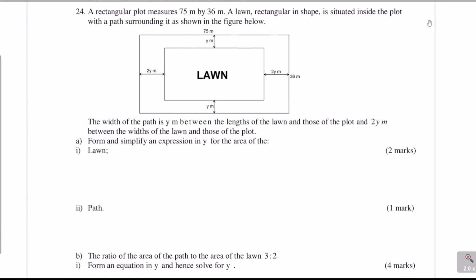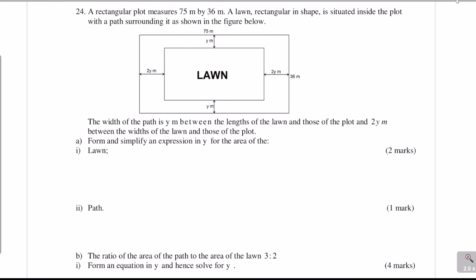Question 24. A rectangular plot measures 75 meters by 36 meters. A lawn, rectangular in shape, is situated inside the plot with a path surrounding it as shown in the figure below. So you can see the measurements. They are all there. The width of the path is y meters, as you can see, between the lengths of the lawn and those of the plot, and 2y meters between the width of the lawn and those of the plot. Part A, form and simplify an expression in y for the area of the lawn, and the second one, the area of the path.